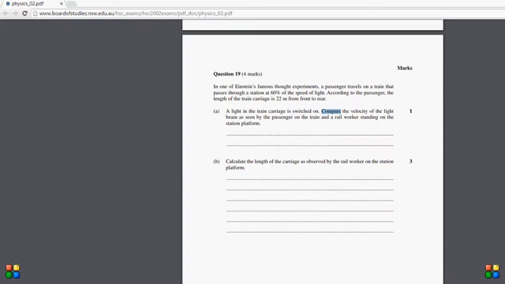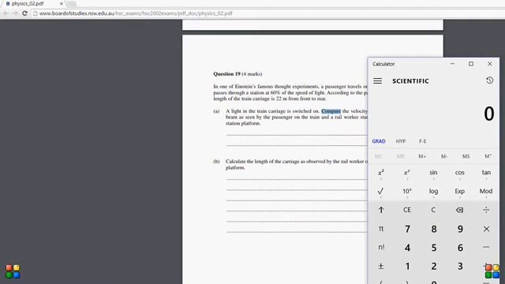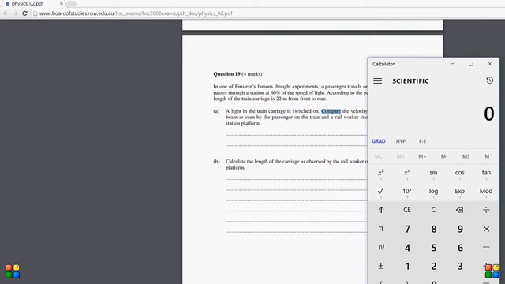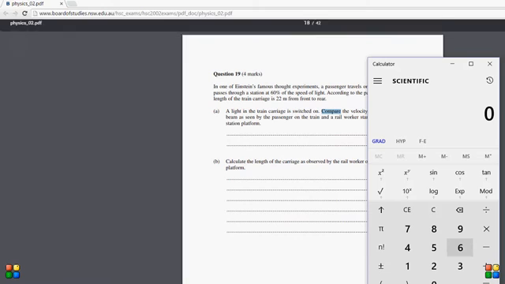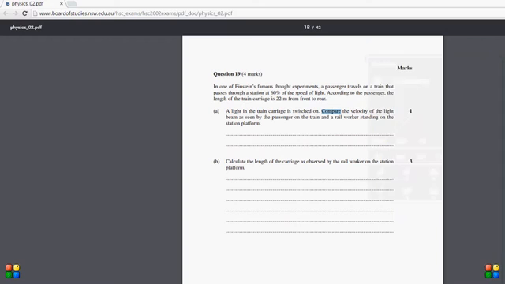Calculate the length. Okay, I can try to do this. So I'm going to calculate the 1 over the square root first. So 0.6 squared. Alright. 1 minus 0.36. And then take the square root, 0.8. And we're going to times this by 22. So the length is 17.6 meters.